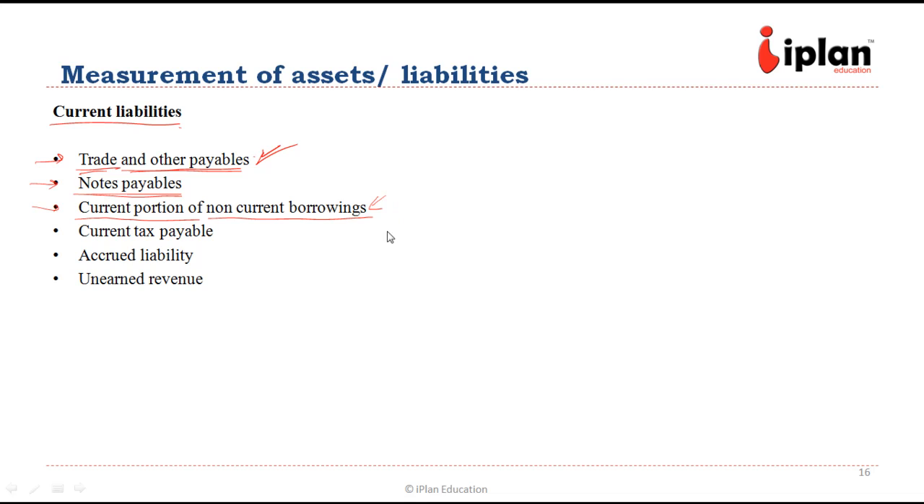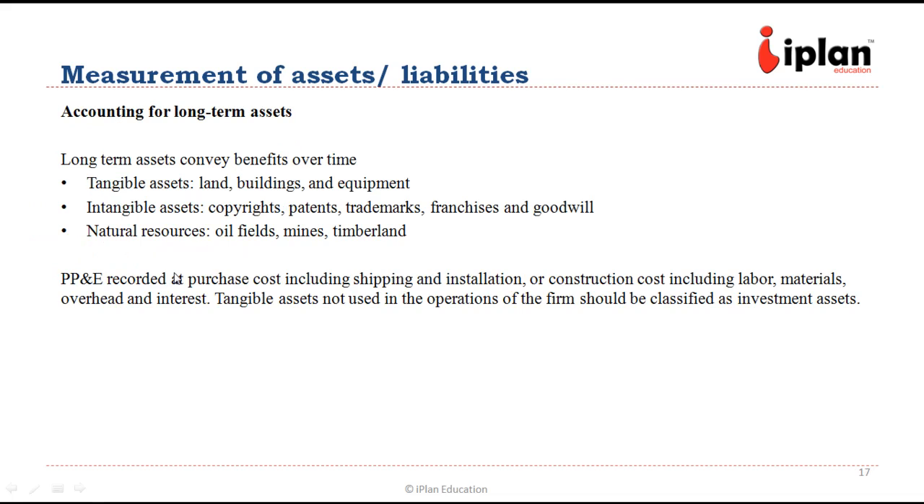Then current portion of non-current borrowing. There could be some long-term borrowings for which some partial payment is due, which is the current portion of the borrowing. So that is a current liability. Current tax payable. The tax which is already due but has not been paid yet is current tax payable, a current liability. Similarly, accrued liability and unearned revenue. Revenue which has not been earned yet but the company has already been paid for that. So that is another current liability.